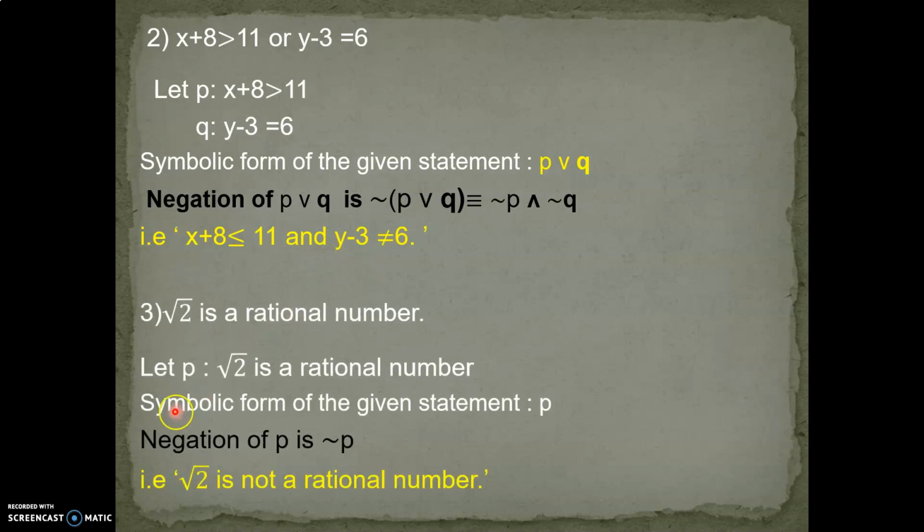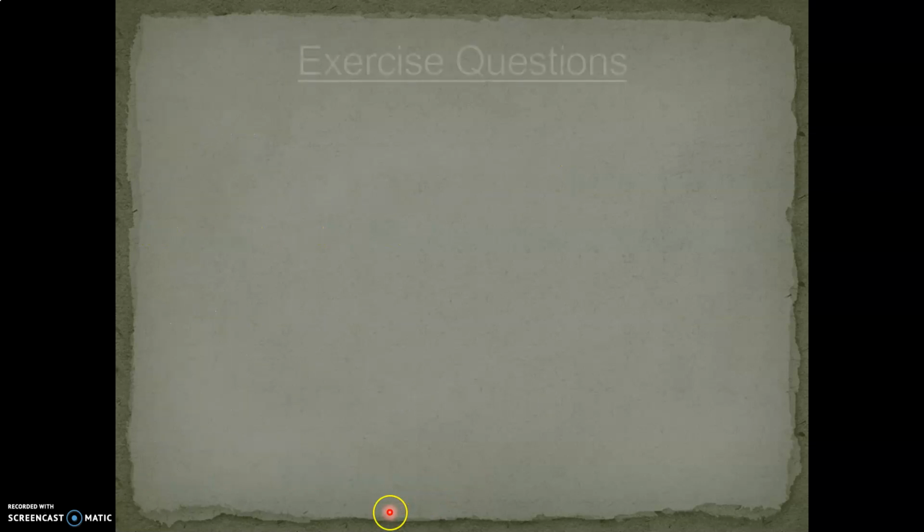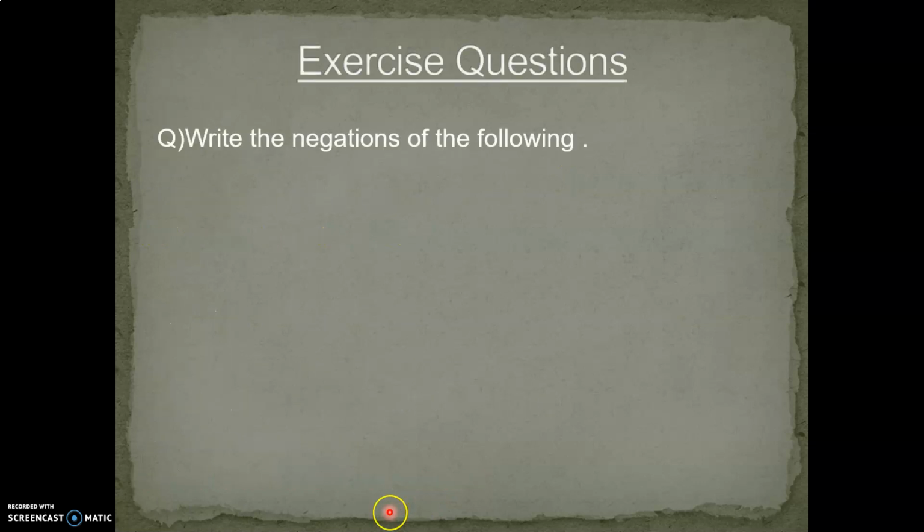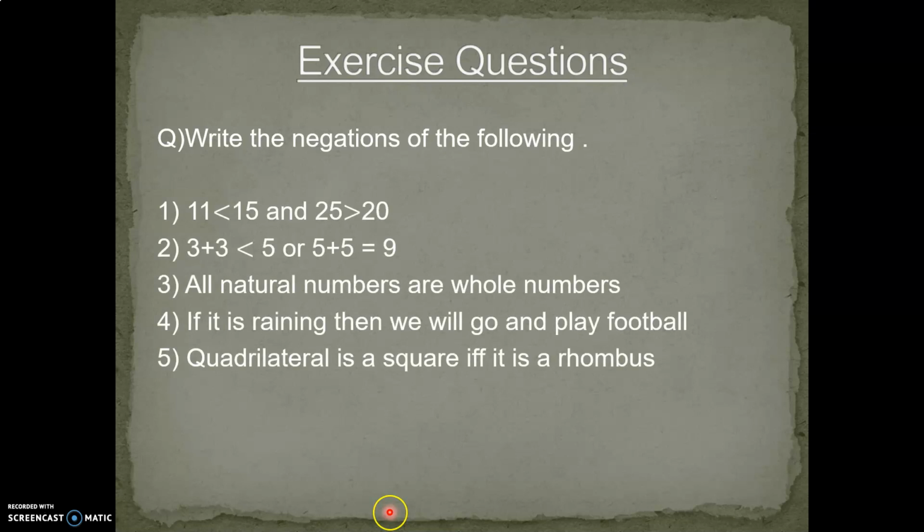Root 2 is a rational number. This is a simple statement. Only P is given. So negation of P is: root 2 is not a rational number. Now some exercise questions are given to you. You have to solve them.